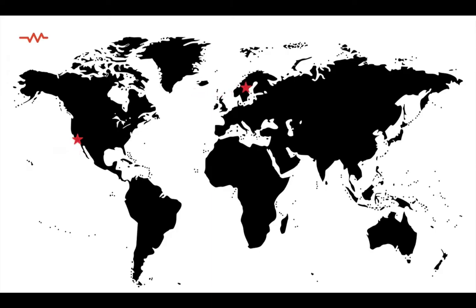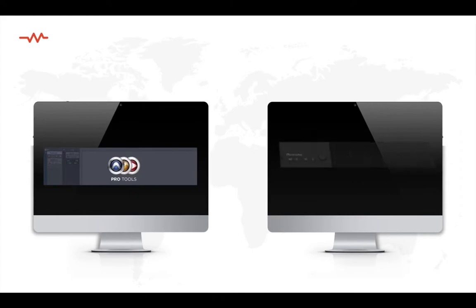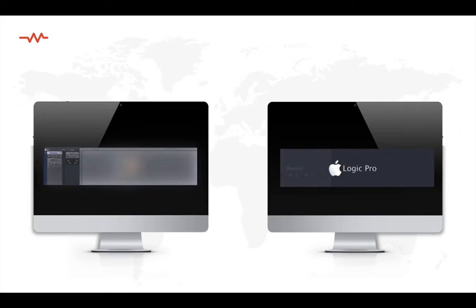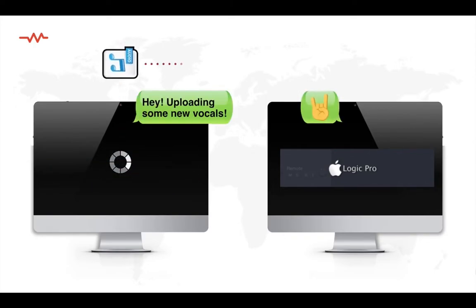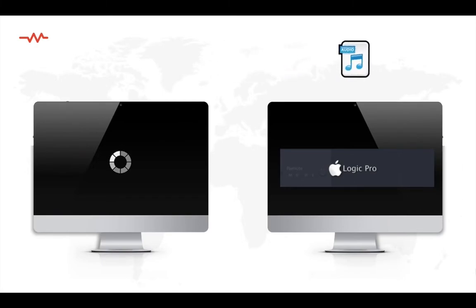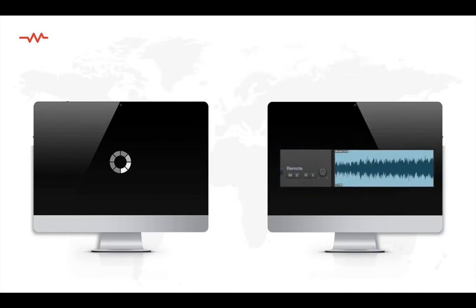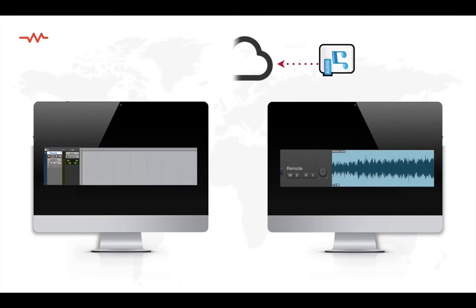Let's say there's a singer in Los Angeles and a producer in Stockholm. The singer uses Pro Tools and the producer uses Logic. The singer first lays down her vocals and exports the track to an audio file, uploading the file to the cloud. The producer then downloads the file and imports it into Logic. He listens, makes changes, and sends the file back with notes on what he likes and doesn't.